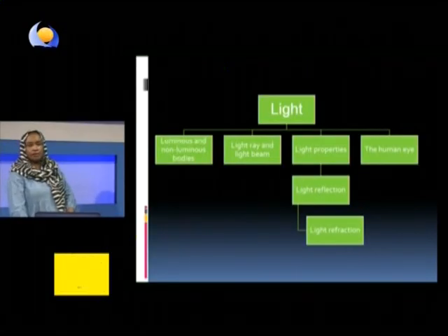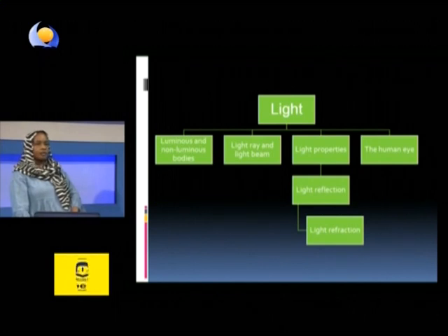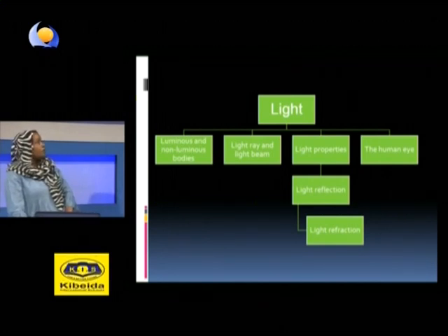Number three, light. The light unit contains different points also. The first one is luminous and non-luminous objects. What is the difference between luminous and non-luminous objects? Luminous objects are also divided into natural luminous and unnatural luminous, and so on.